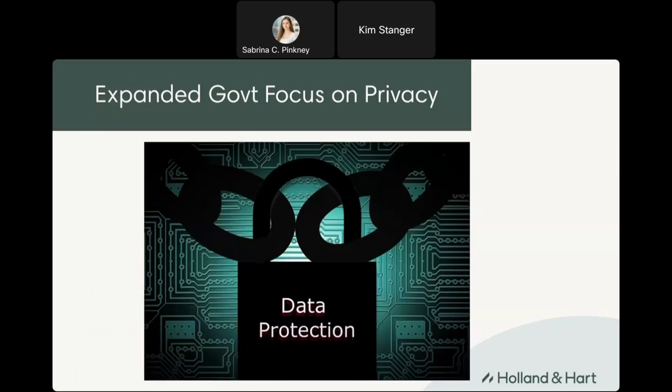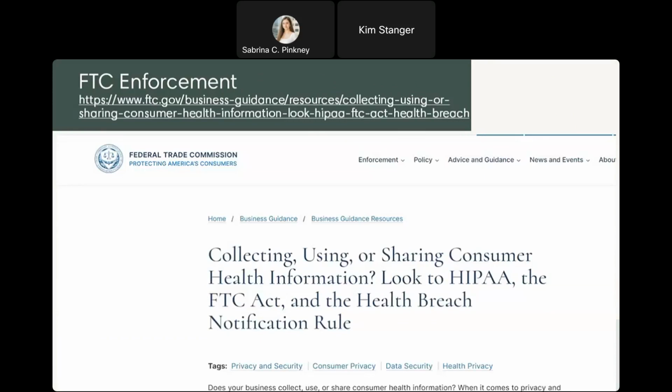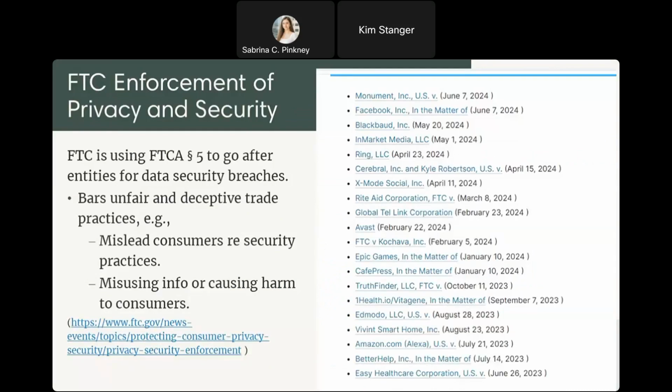All right, real quickly, let's go through a couple of these other things. The government is expanding their privacy concerns, right? Now you've not only got the OCR involved in this, but you've also got the FTC. The FTC is actually using Section 5 of the FTC Act to go after entities for data security breaches, not just healthcare entities, but healthcare entities are among others.